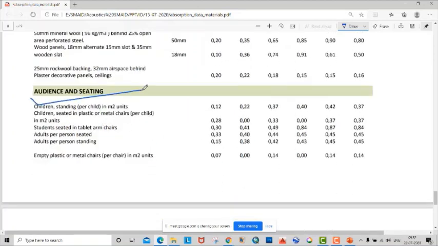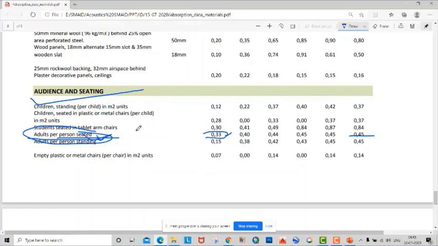Again, the audience and seating is also very important. Suppose you are designing a cinema hall for 1000 people, so you need to consider the people who are sitting. As we discussed in the last class also, the person or the seating will also act as a sound absorber. If you are providing a textured sofa, or any kind of textured surface with seating, then with a person sitting, the sound absorption coefficient is 0.33 for lower frequency and 0.45 for higher frequency. So you can see that it absorbs sound.